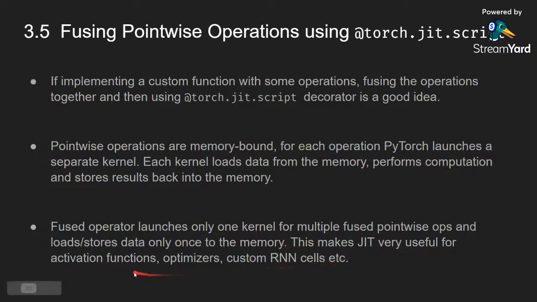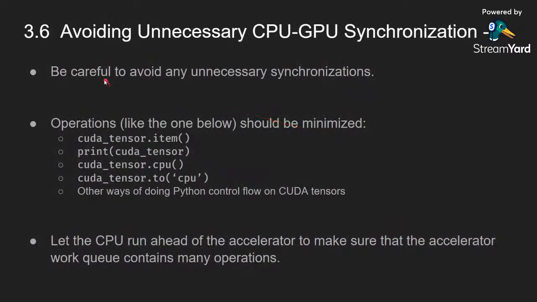This is very useful if you're making activation functions, optimizers and custom RNN cells. Another point is avoiding unnecessary CPU GPU synchronization. Let's say you have a CUDA tensor which is inside your GPU, and you do cuda_tensor.item(). This will load your tensor from your GPU, transfer it to the CPU, and print it to you.